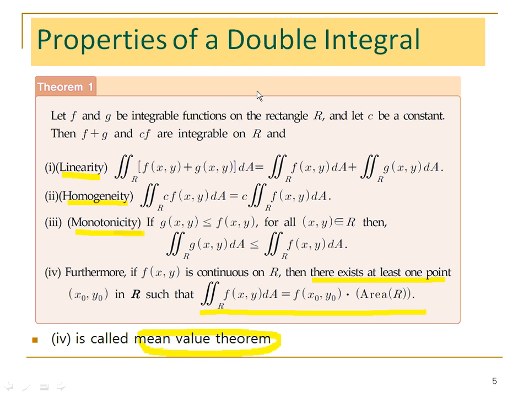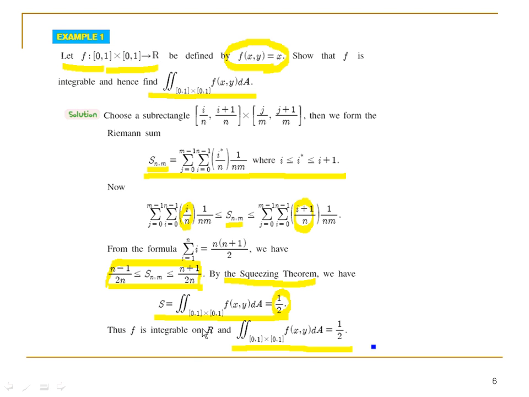These are the properties of double integrals. First, linearity: we can divide the integral in this way. Then homogeneity: the scalar multiple can come out. And monotonicity: if the functions always satisfy this inequality, then the double integral also keeps it. Furthermore, if f is continuous on R, there exists at least one point (x naught, y naught) in R such that the double integral equals f of x naught, y naught times the area of the region. This is called the mean value theorem for the double integral, one version of the mean value theorem.